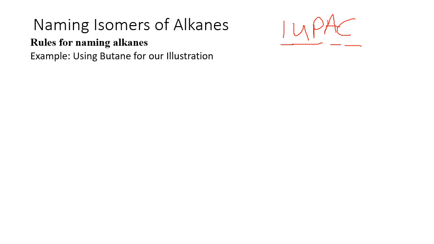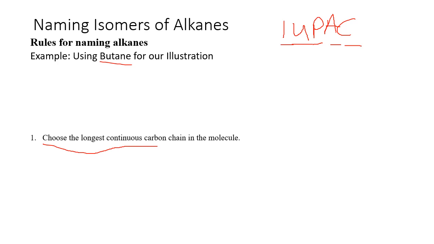In this case we're going to use butane as our example to illustrate what we want. So let's talk about the rules. We have the first rule, which is to choose the longest continuous carbon chain in the molecule. First of all, let's look at the structure for butane.